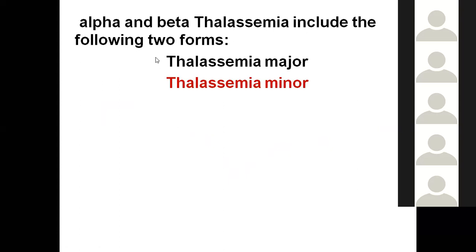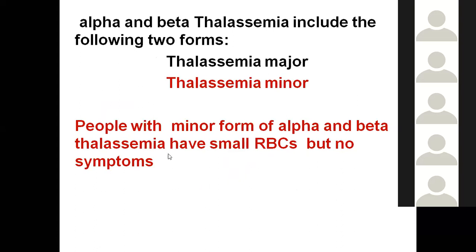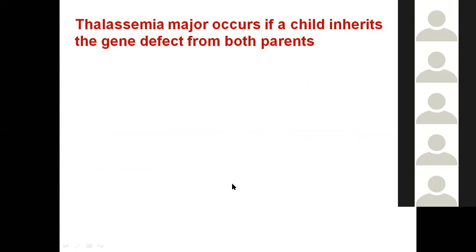What are those? Thalassemia major and thalassemia minor. It's the same for alpha thalassemia, it has got major and minor. Beta thalassemia has got major and minor. People with the minor form of alpha and beta thalassemia have small RBCs but no symptoms. Okay, their RBCs are small but there is no symptom. They can live a normal, healthy life and they can even have siblings.